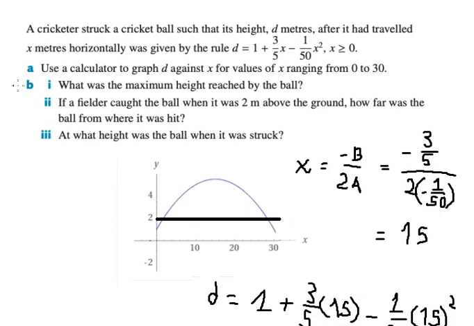Now, question B, number 3. At what height was the ball when it was struck? So they want to say at the beginning. That means when S equals 0. So we put S equal to 0 going here and here. We can find D equals 1. And this is the answer of number 3.